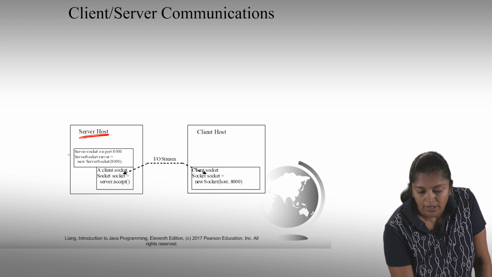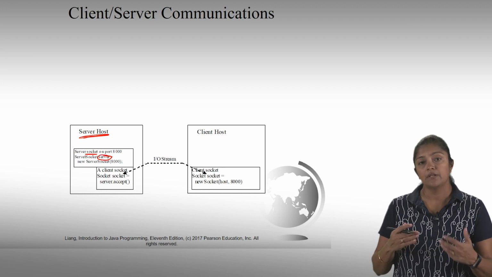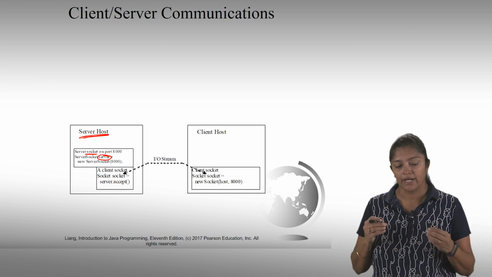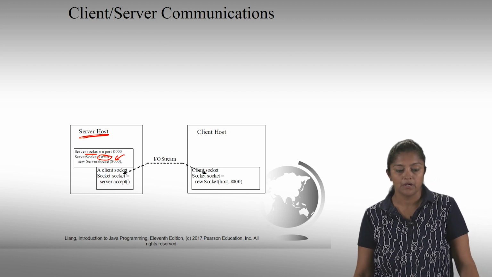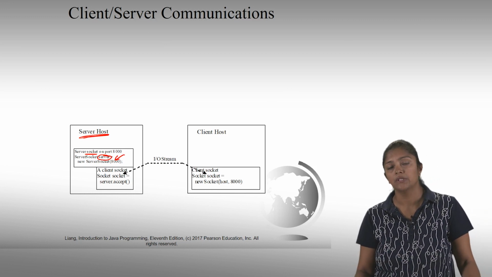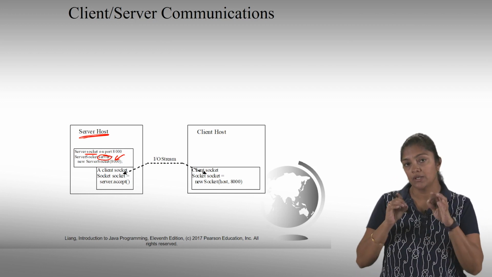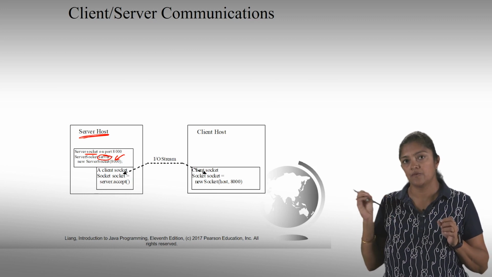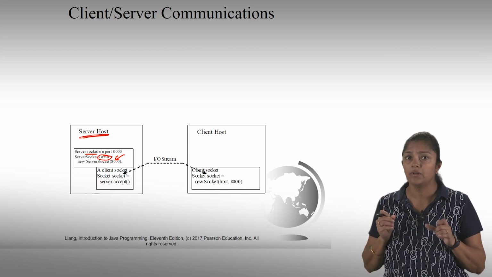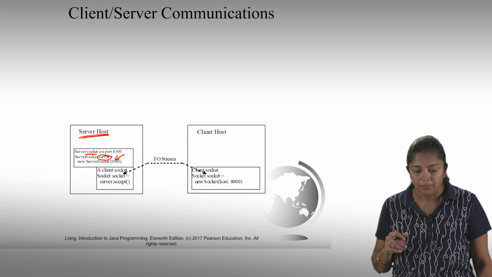In the server program we create a server socket object and provide it a port number. In this case we're using say port 8000. So basically it's going to listen for connections on that port number. The client that needs to connect to the server needs to be aware of that port number and the IP address of the server to be able to connect to it.